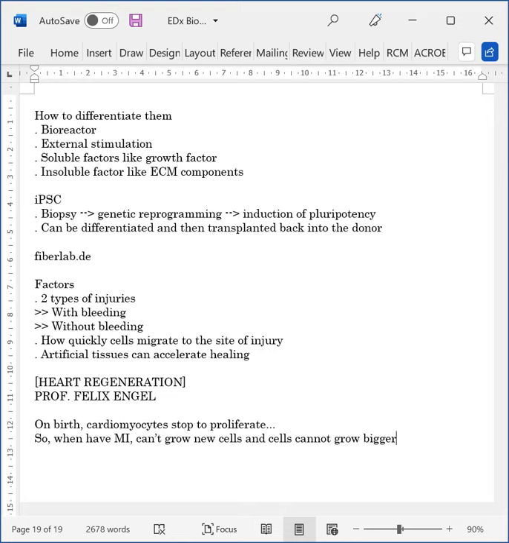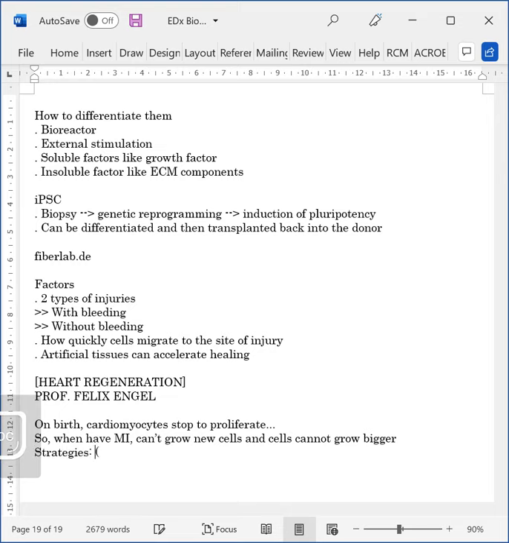And therefore, we have either to find ways to stimulate the proliferation of the cardiomyocytes, or we have to engineer artificial heart tissue that can then be transplanted to improve the function of the heart of the patients.